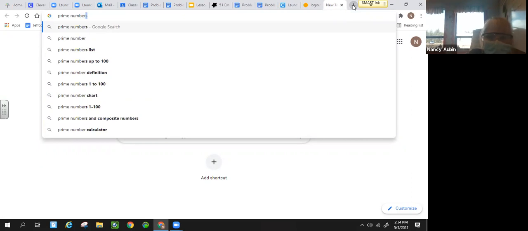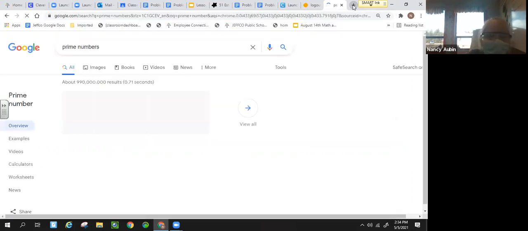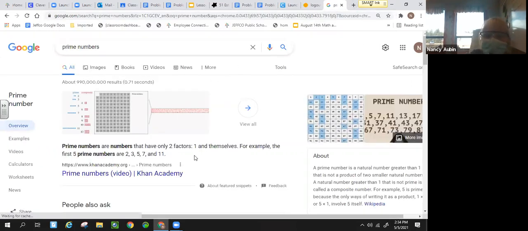Like you can't... see if it will help me. Prime numbers are numbers that only have two factors, like one and itself. So nothing times something would not equal 47. 2 times 20 is not 47. 2 times 25 is not 47. So 47 is a prime number.